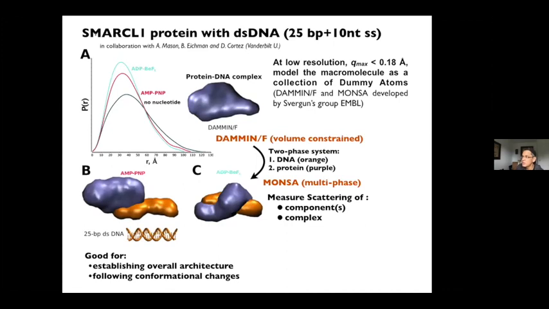But this was a good example we did at SIBYLS, where we had a protein DNA complex. We measured SAXS of the protein alone and the DNA alone. And the way that we did the experiment was, this had a Walker AB motif, bound ATP. So then we did it in the presence of ADP beryllium fluoride and AMP-PNP. This mimics the pre-hydrolysis state and this mimics the post-hydrolysis state.